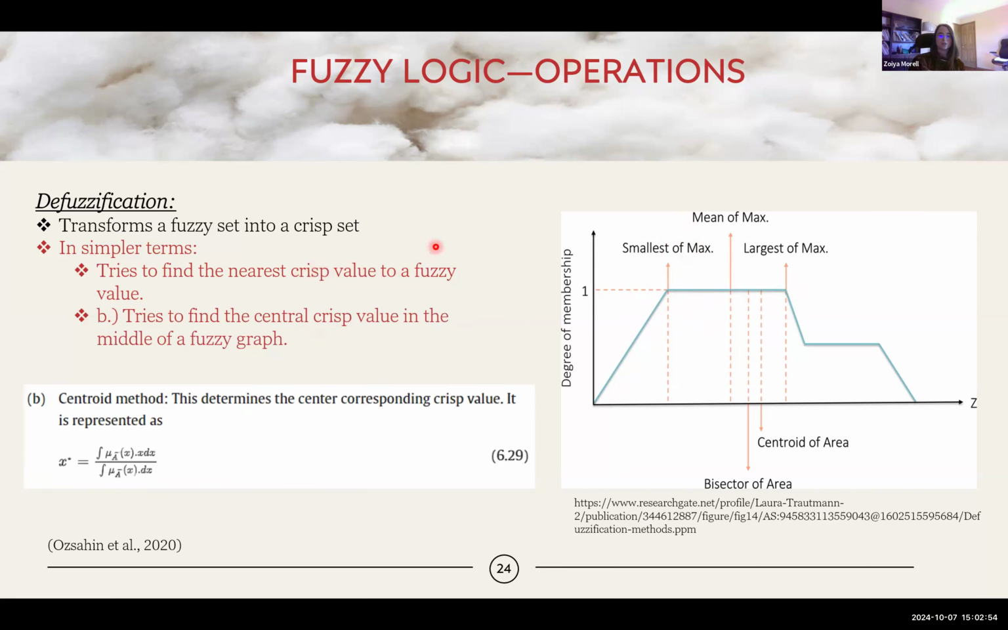This one's pretty common, especially with weirdly shaped graphs, because it tries to find the central crisp value in the middle of a fuzzy graph. Now, this is not as good if you have a really oddly distributed graph where it's on extremes, because your middle is not going to be representative of your data. And this is defined as the center, and it's kind of represented by, like, you split the area underneath it in half, and you try to find the central value.